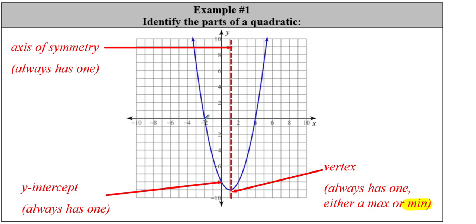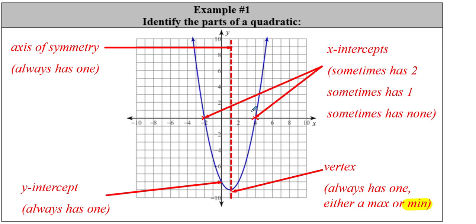Okay, and then last but not least, we got these two guys right here. All right, so let me label that up for you real quick. So these are the x-intercepts, and then I got a little note here that sometimes it'll have 2, sometimes there might only be 1, and sometimes we might have none based on the type of quadratic we have. So this part is very, very important to remember.